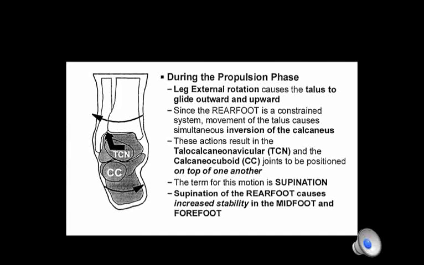As the calcaneus inverts, it brings the talocalcaneonavicular joint and the calcaneocuboid joint to be positioned one on top of the other. The axes now become divergent, and this creates the medial and lateral longitudinal arches of the foot, placing the foot in a supinated position, allowing for effective push-off during the gait cycle.